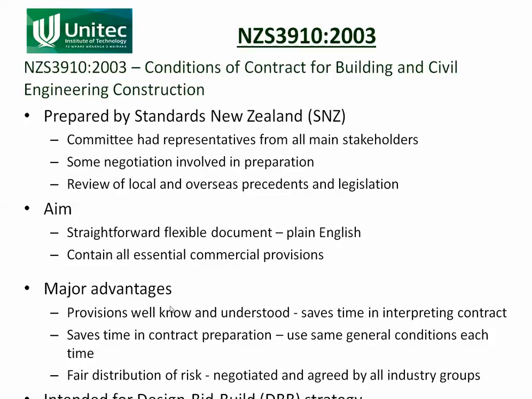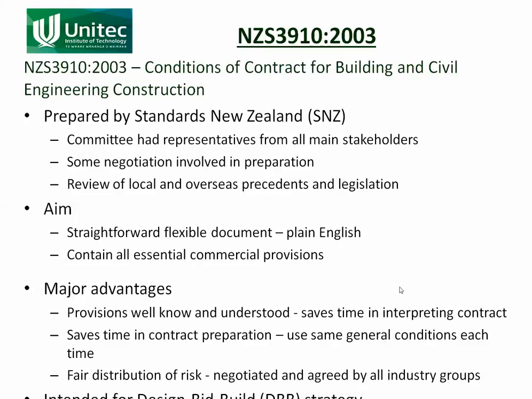So the major advantages are that the provisions are well known and understood. Everyone knows what it is. You don't need to read NZS 3910 from cover to cover every time you do a contract. You know what's in it. So it saves time in interpreting the contract, and everyone knows what's going on. When you're preparing the contract, you don't have to write the general conditions every time. You just say NZS 3910 is the general conditions, everyone knows what you're talking about, and that solved that bit. And it's a fair distribution of risk. As I mentioned before, there was a committee of all the stakeholders and they reached this agreement. So it's a fair agreement.